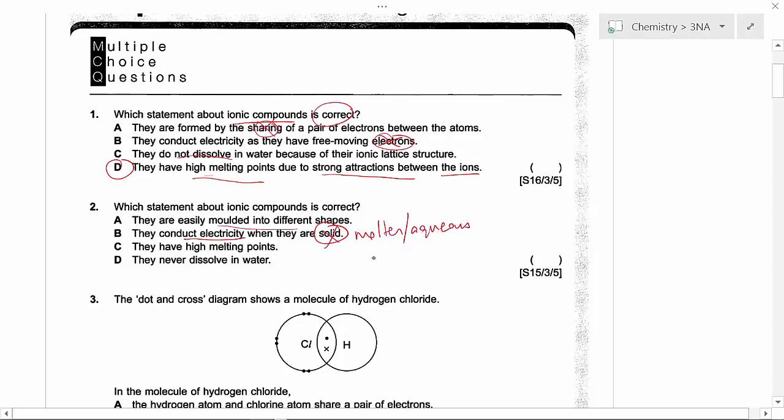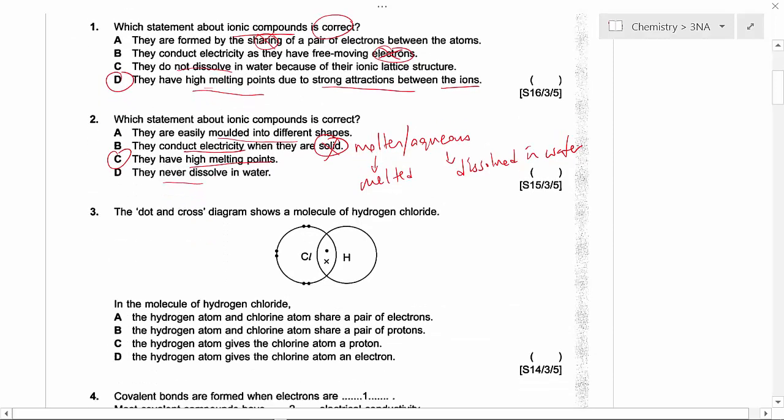Now, what's the difference between molten and aqueous? Molten means melted, and aqueous means dissolved in water. So please remember this thing: dissolve in water. Now, they have high melting point. Yes, this is a typical property of ionic compounds: high melting and boiling point. And most of them can dissolve in water.